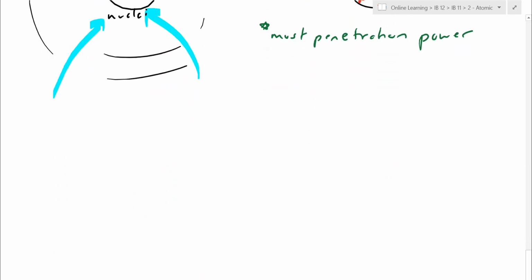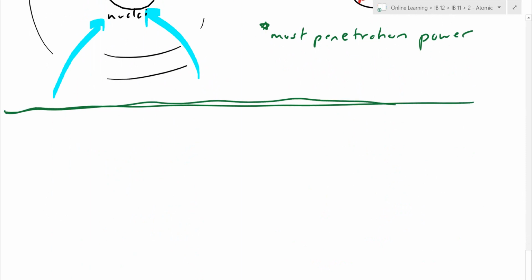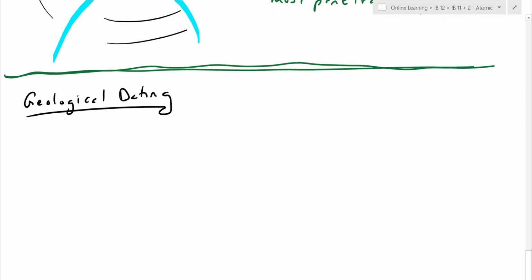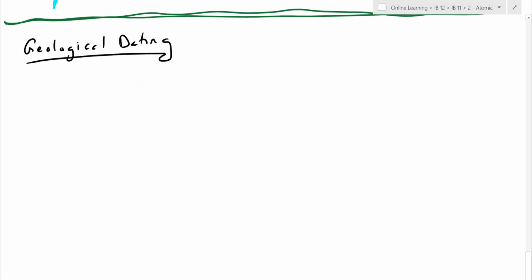Last little bit for today's lesson here is we're going to now apply this to our scientific context here. Where might I see this in science? We're going to do an application to geological dating. Romantic rocks? No. Okay. So geological dating here. We are looking at, first thing, radioactivity.